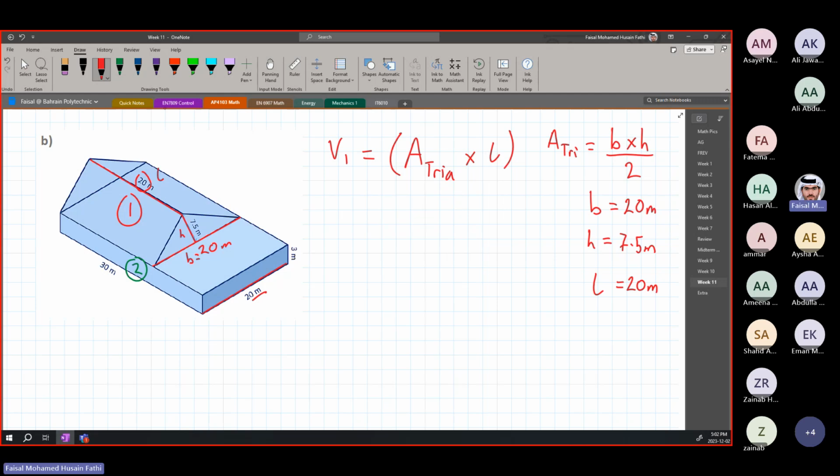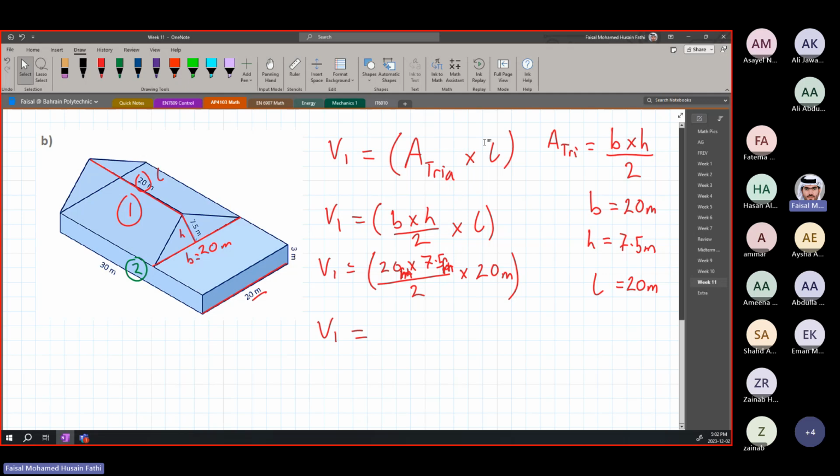Okay. Now, what do we do? We just plug everything back in. Area is base times height divided by 2, times L. Put in the numbers. Base is 20 times 7.5 divided by 2 times, this is meters, L is 20 meters. So V1 is equal to, put this all in the calculator, 20 times 7.5 divided by 2 times 20. It's equal to 1,500 meters cubed.